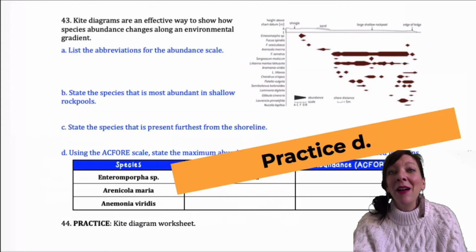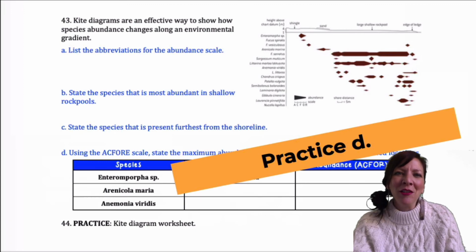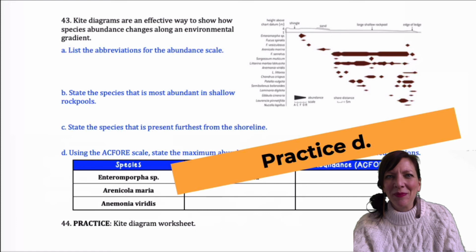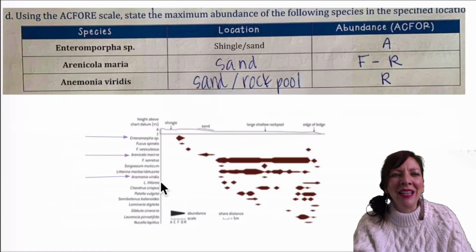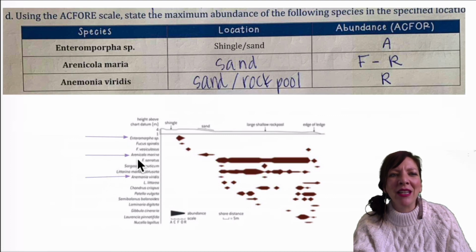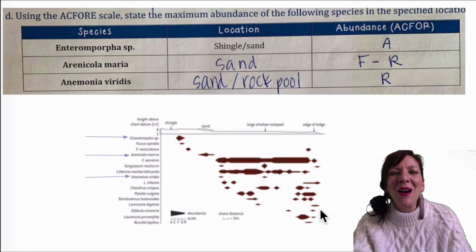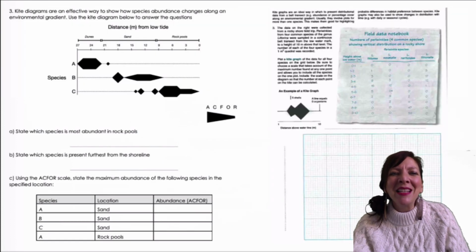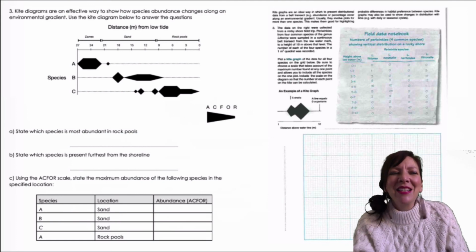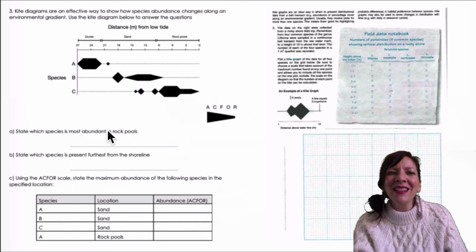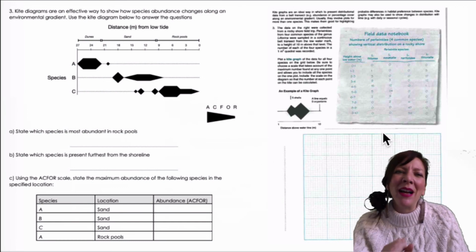Fantastic. Now, please practice D. You have a few more species and you're telling me the location and the abundance. Fantastic. So here are our answers, and notice I put a few different arrows here so you can see exactly where our species are located. Awesome job. The last bit of things to work on is just some more practice, right? So if you could, please practice this one here from Science Sauce and this one here from Biozone.